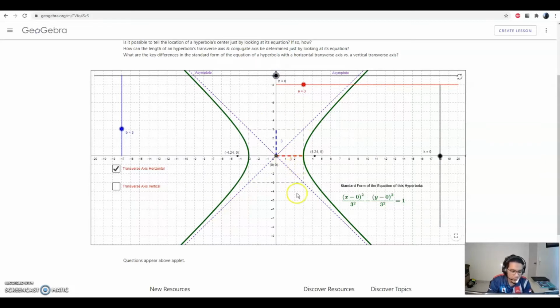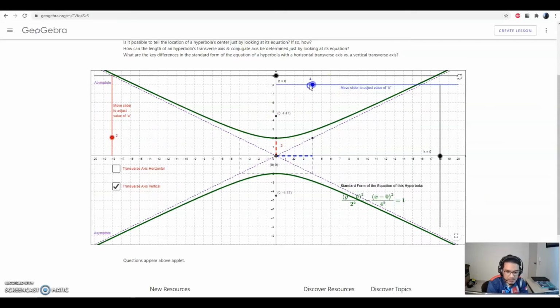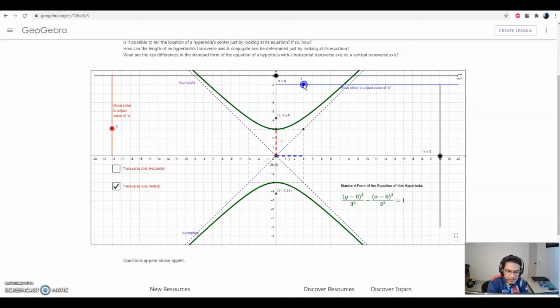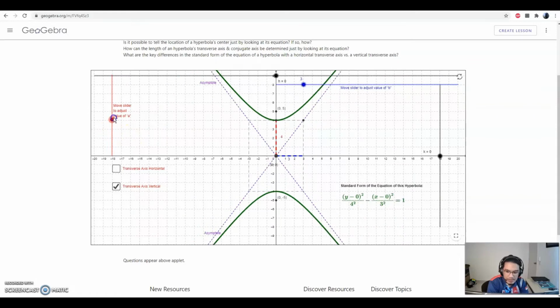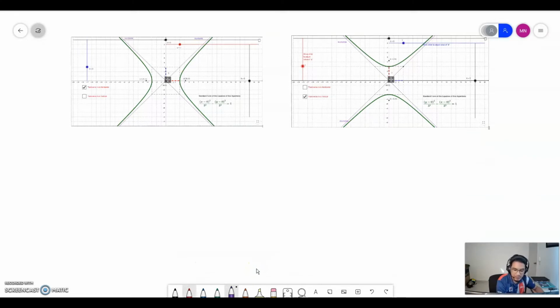This is one kind of hyperbola where the transverse axis is horizontal, and now we have another type of hyperbola where the transverse axis is vertical. This is the second type of hyperbola, where it opens along the vertical axis and also has the values of a and b. The a is still the length for the horizontal value, and b is still the length for the vertical value. So now we know there are two types of hyperbola.